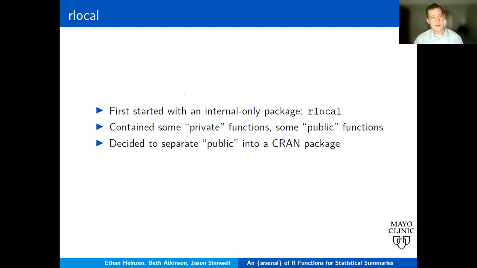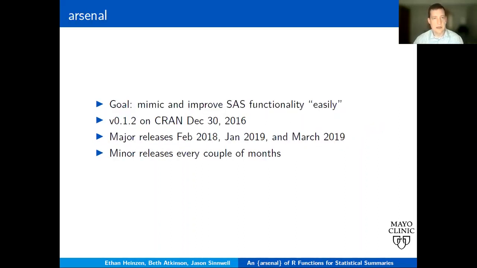We started with an R package that we called rlocal, which was internal only to Mayo. Now, that package contained both private functions for accessing Mayo data and some public functions. We decided eventually to separate those public functions that we thought might be useful to an external audience into a CRAN package. And that's how we arrived at Arsenal.